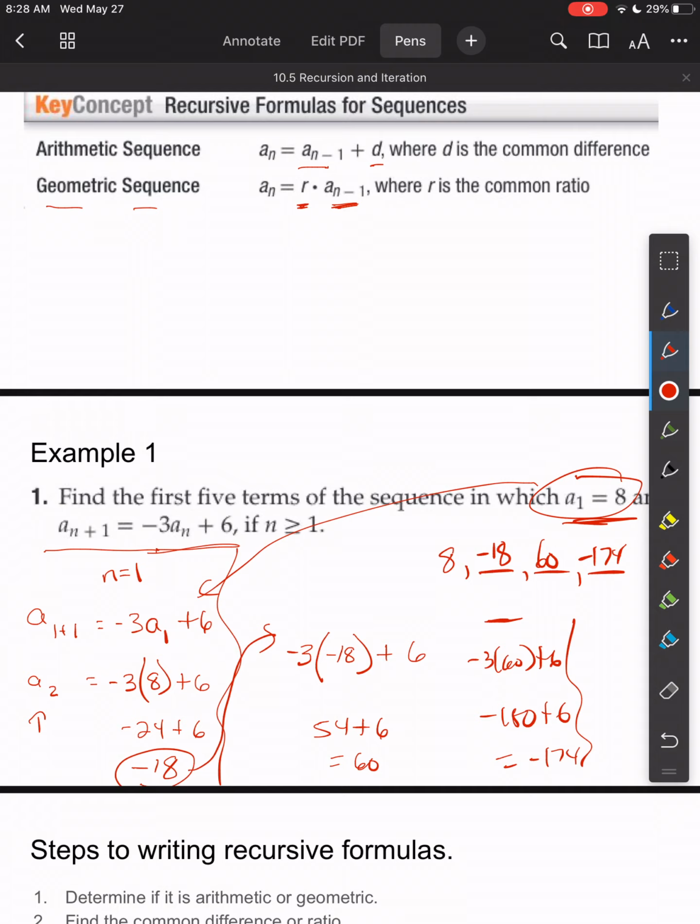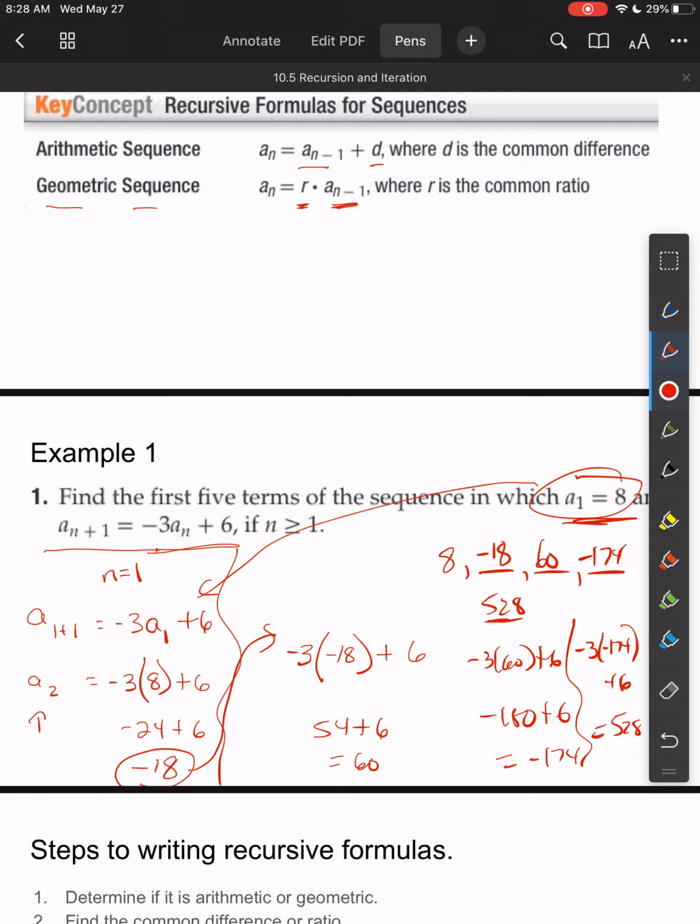I'll let you come up with that one. It would be negative 3 times negative 174 plus 6, and when you do that out, you should get 528. All right, so that's example 1.